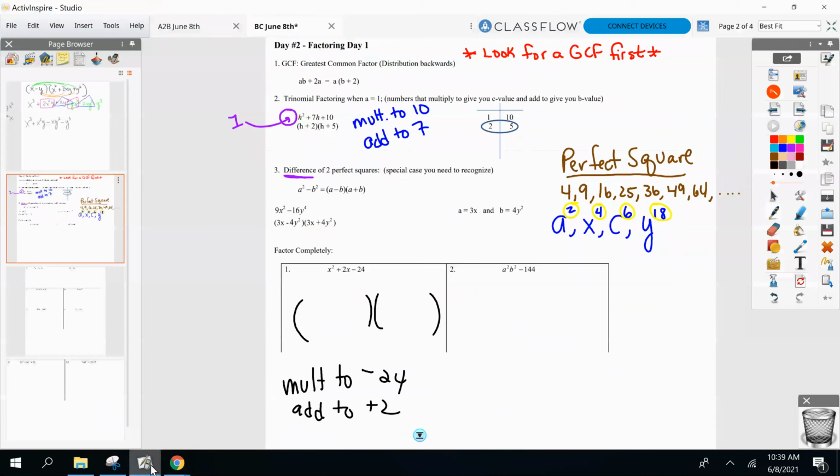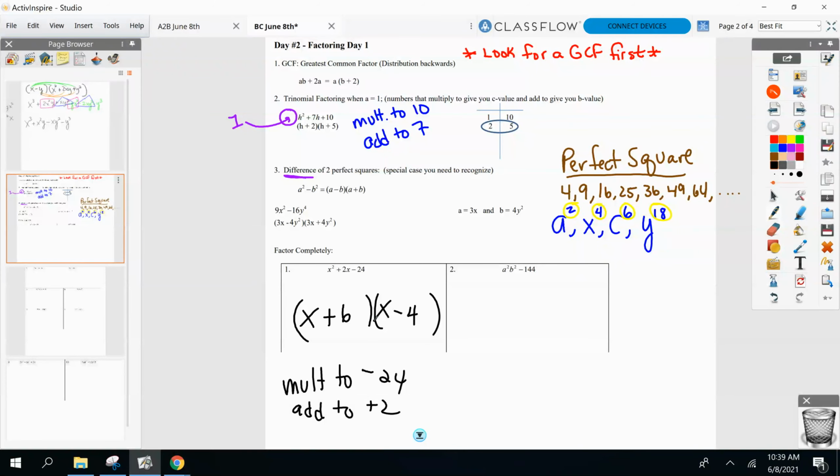Zach, what are my missing numbers? Positive 6 and negative 4. And I just put the x's with them to finish this. There you go. There's your first factoring. We've been doing that type all year long. Questions from you guys on that part? Because it's going to get a little progressively tougher.